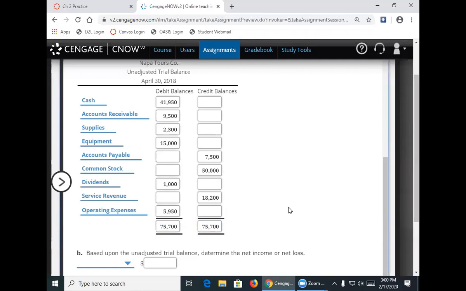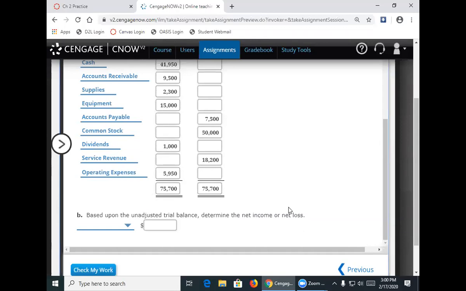Okay. So then our last little question, now this is a throwback to last chapter, see if you remember. It says, based upon the unadjusted trial balance, determine the net income or net loss. You have to do an income statement. But what do you do on an income statement? Assets minus liabilities. Ah, that's more of your balance sheet. Oh, wait, what goes on your income statement? It's your fees earned minus your expenses. Revenues minus expenses, yeah.